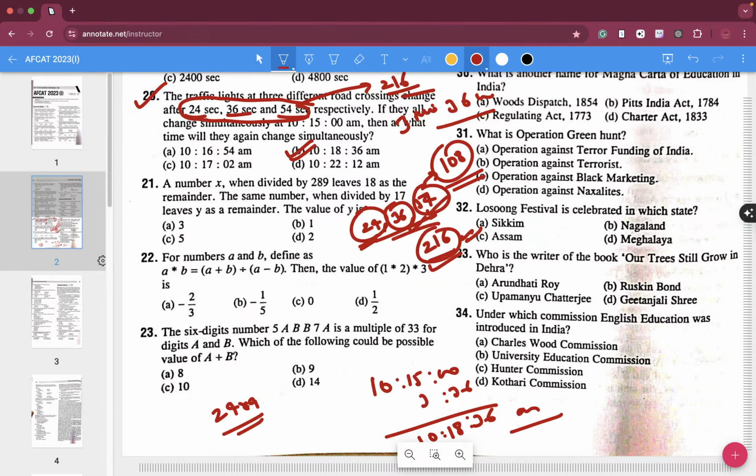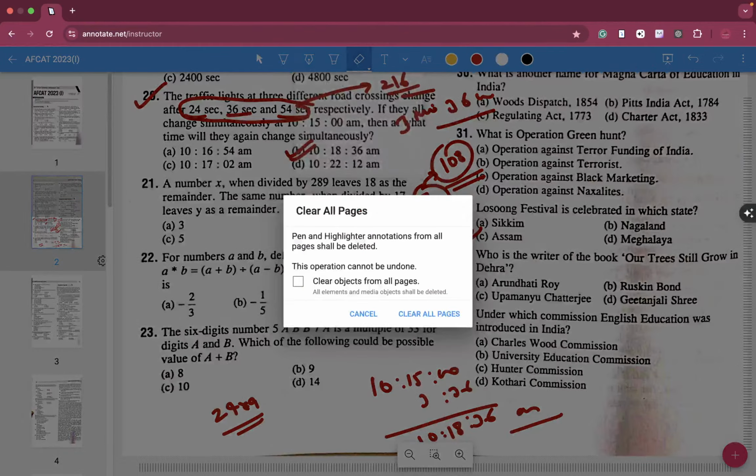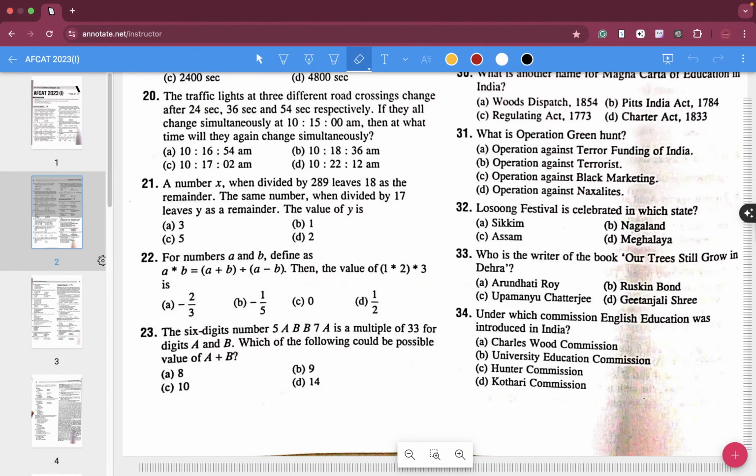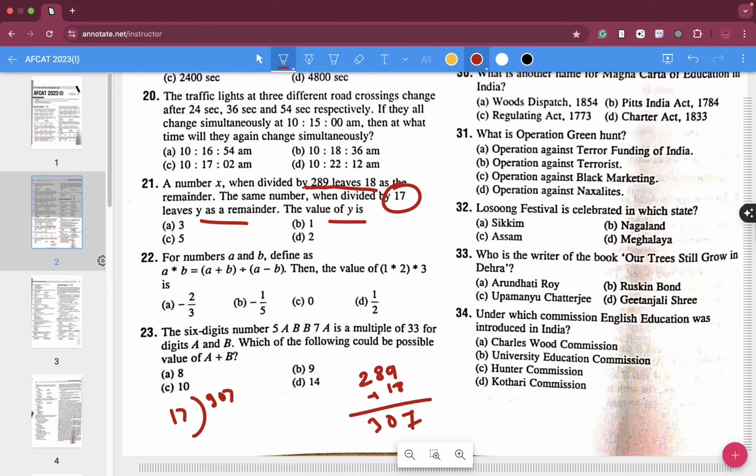So next question, question number 29. If a number x divided by 289 leaves 18 as a remainder, the same number when divided by 17 will leave y as a remainder. So if we divide by 289 it leaves 18 as the remainder, which means obviously the number is 17, 307. Now divide 307 with 17.